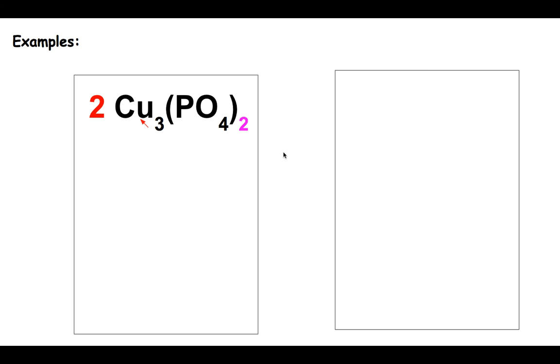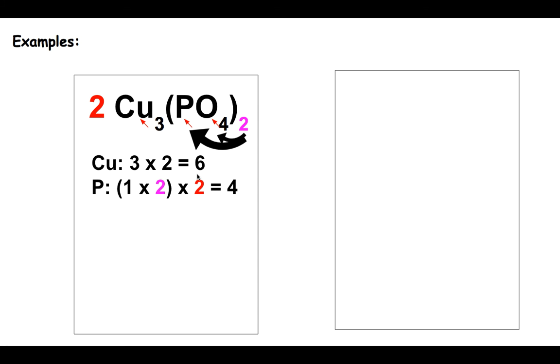All right, so let's just pretend that there's no coefficient. Just look at the basic formula. So Cu, there's 3, 1 phosphorus, 4 oxygens. We distribute the 2, and then later on we'll distribute the front 2. I think I forgot to put the colors in this one. So copper, there's 3, and then we need to multiply it by the coefficient 2 to give us 6.